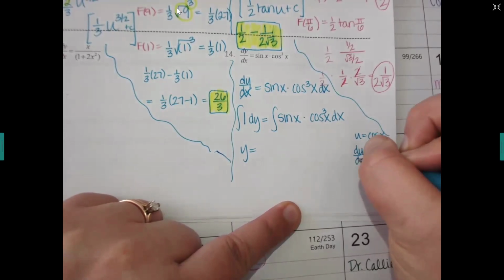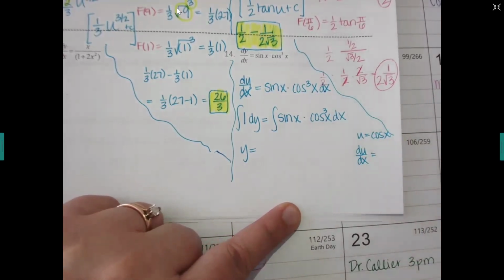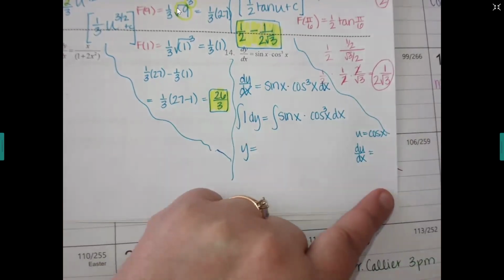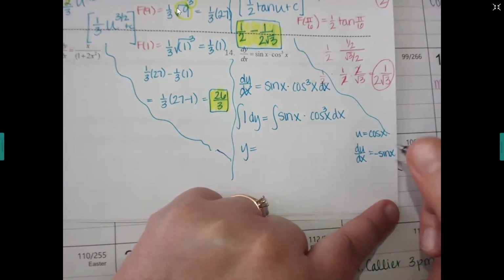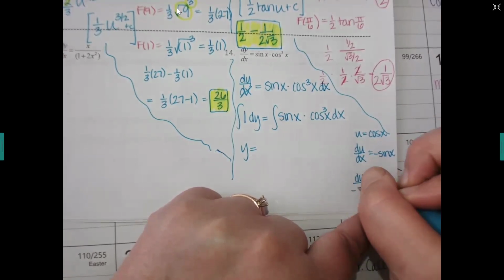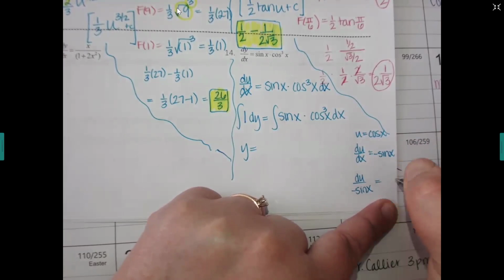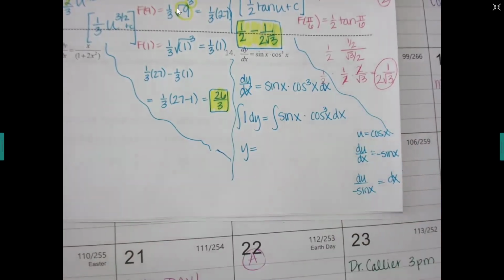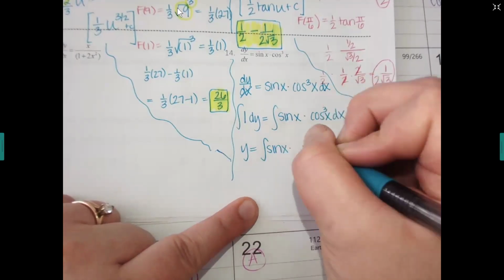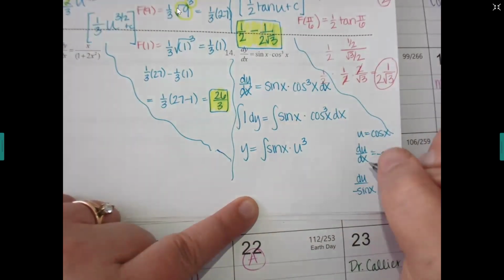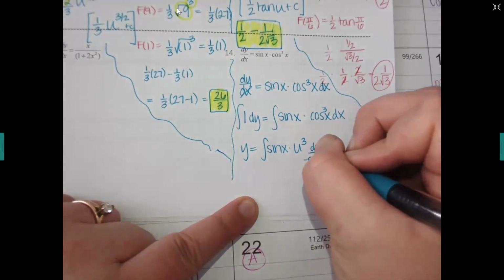What's my du dx? The derivative of cosine is negative sine. And then remember, I'm going to divide that under the du. So it's a du over negative sine x, replacing my dx. So rewrite this integral. My sine stays the same, but what happens to my cosine? It turns into a u cubed. And then my dx is going to turn into a du over minus sine x.